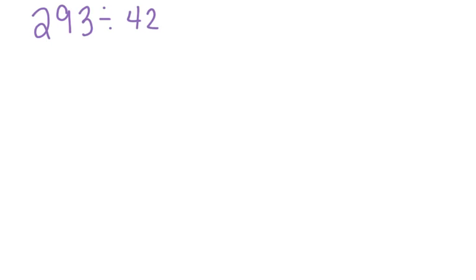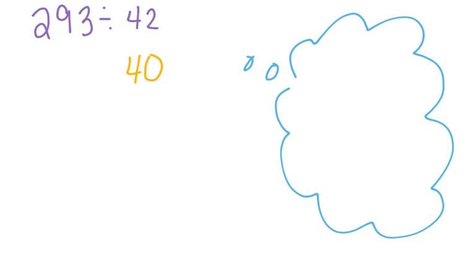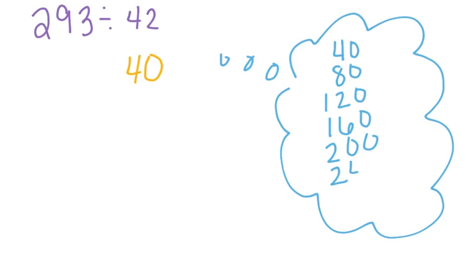We know that 42 is going to be close to 40. When I'm looking at 40, again, in my head or on a piece of paper off to the side, my thought bubble tells me to list out my multiples of 40, which are just my multiples of 4 increased to the next place value spot. 40, 80, 120, 160, 200, 240, 280, 320.